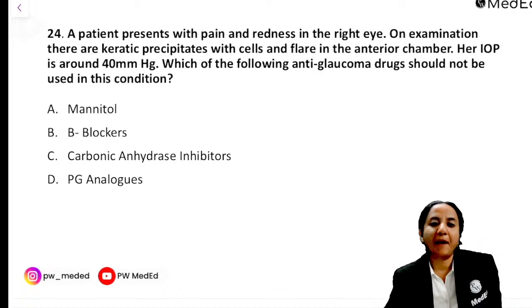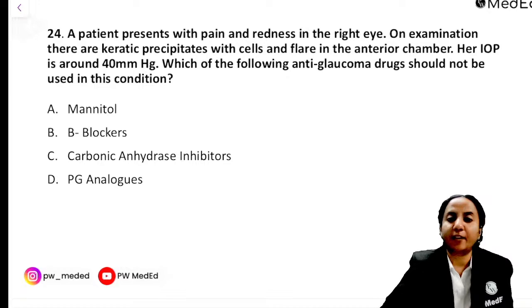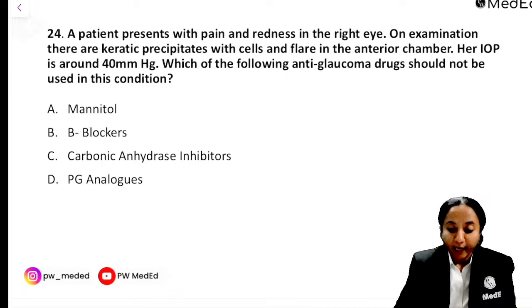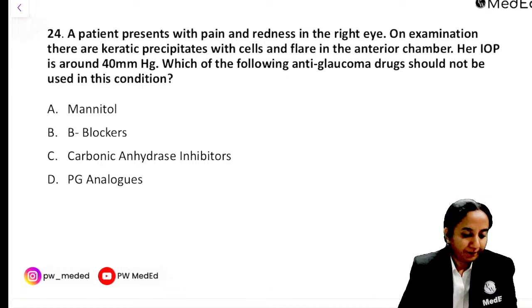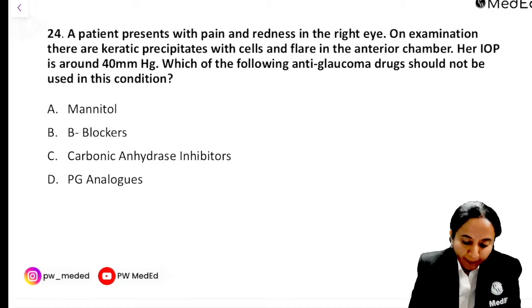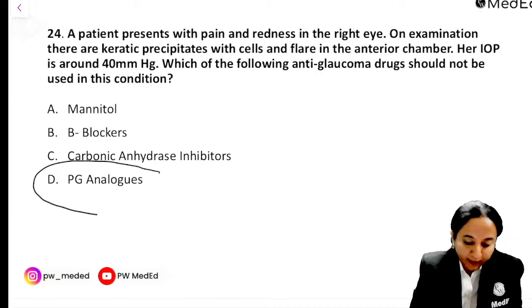Chalo, tell me the answer. Mannitol, beta blockers, carbonic anhydrase inhibitors or PG analogs. Which is not to be given here? Correct. The answer is PG analogs. Prostaglandin analogs is the answer.